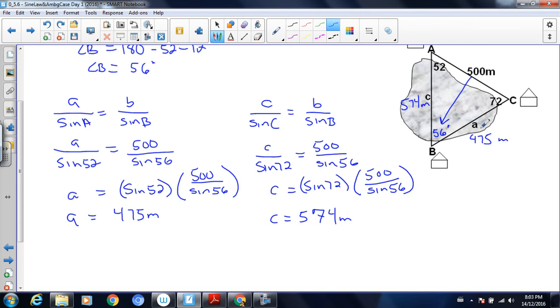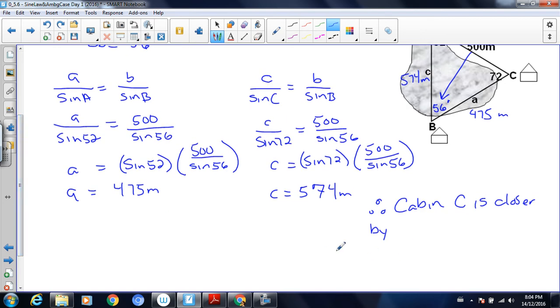So in this case, cabin C is closer. So therefore, cabin C is closer, and we can say that it's closer by, well, if we go ahead and do the calculation, we want to determine how much closer it is.